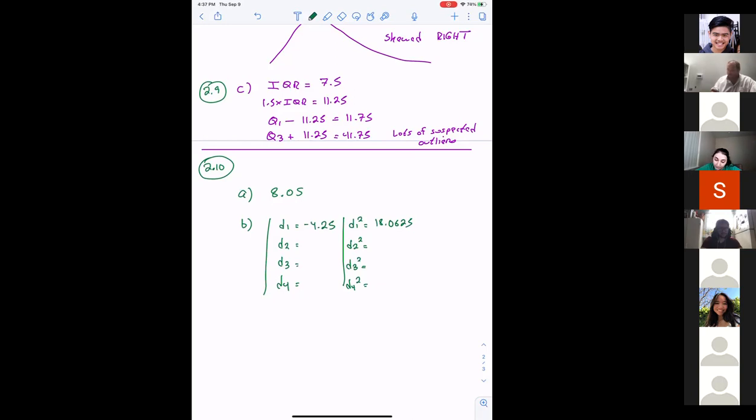What is the second deviation? Anyone? What is the second deviation? Is it negative 6.15? Negative 6.15. And what is the deviation squared? 37.8225. What is the third deviation?